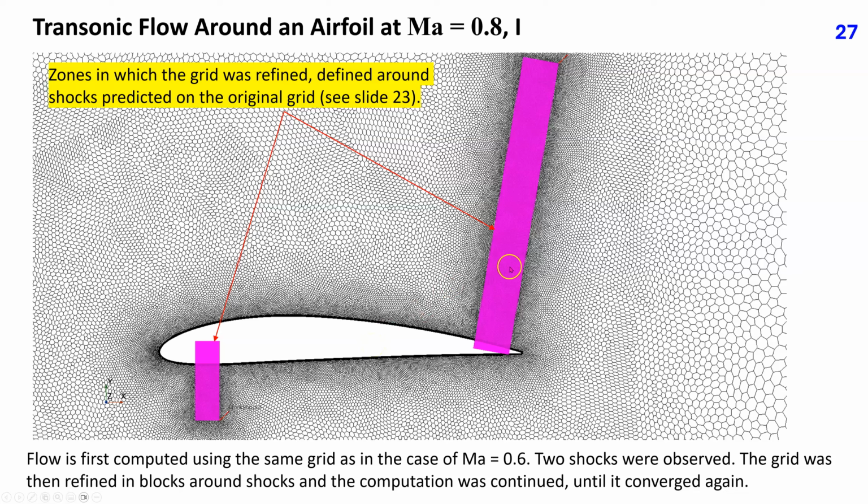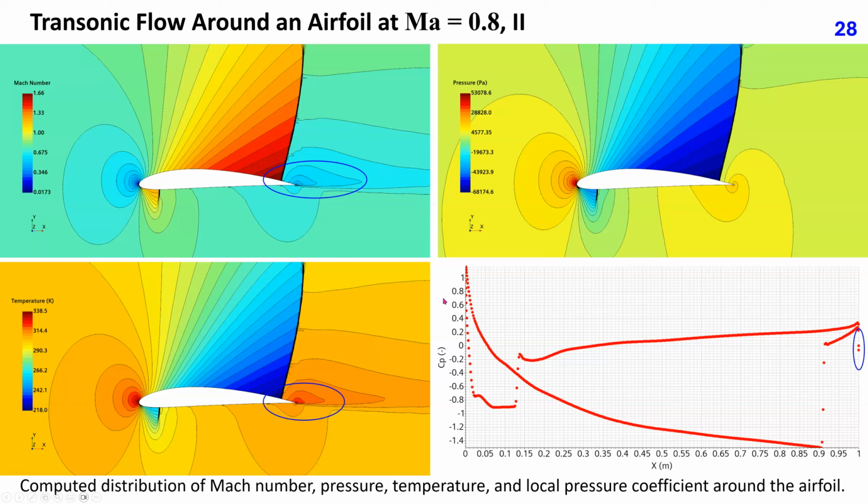The grid is then regenerated, the original solution is interpolated onto the new grid, and the computation is restarted. These 3 plots show the contours of Mach number, that is, velocity scaled with the speed of sound, pressure, and temperature around the airfoil for Mach number 0.8 in the free stream. The maximum Mach number reaches about 1.66 at the shock on the suction side near the trailing edge.